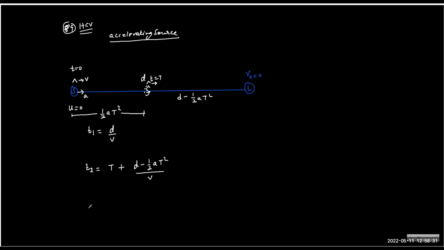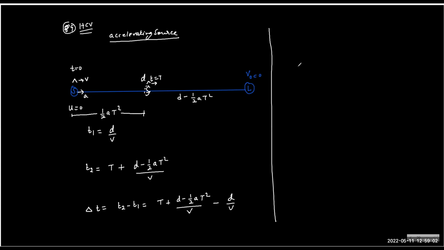So between two consecutive sound notes, what is the time interval? The answer is t2 minus t1. So this is called the time interval between two successive sound notes to be heard by the listener. And if you take the difference, something interesting happens. The answer has nothing to do with the D, right? The D gets cancelled out. So you get T minus aT square by 2v. Is this clear?